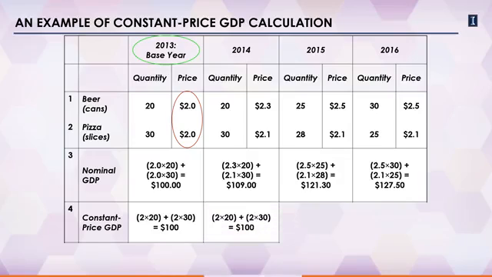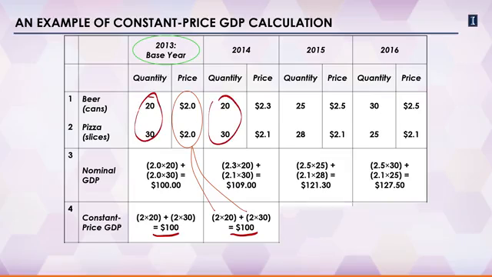But for 2014 now, rather than using $2.30 and $2.10 for beer and pizza units, we use the $2 value of those units for 2014 as well as 2013. The number we get now is $100 for 2014, which is exactly equal to the number for 2013, and that reflects the fact that quantities had not changed.